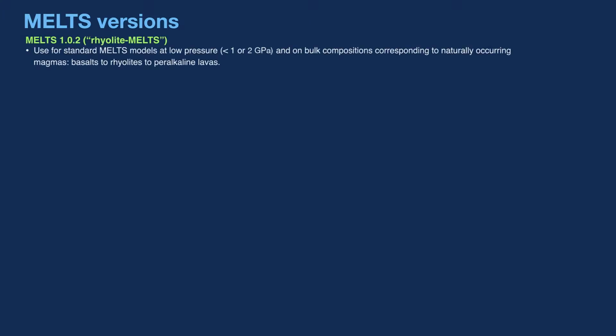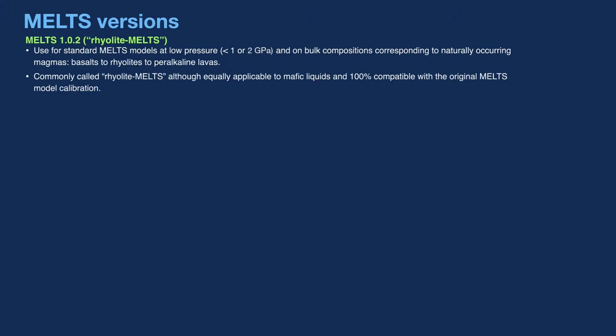Use version 1.0.2 for standard MELTS models at low pressure, that is less than 1 or 2 GPa, and on bulk compositions corresponding to naturally occurring magmas, basalts to rhyolites to peralkaline lavas. Version 1.0.2 is commonly called rhyolite MELTS, although this version is equally applicable to mafic liquids and is 100% compatible with the original MELTS model calibration.